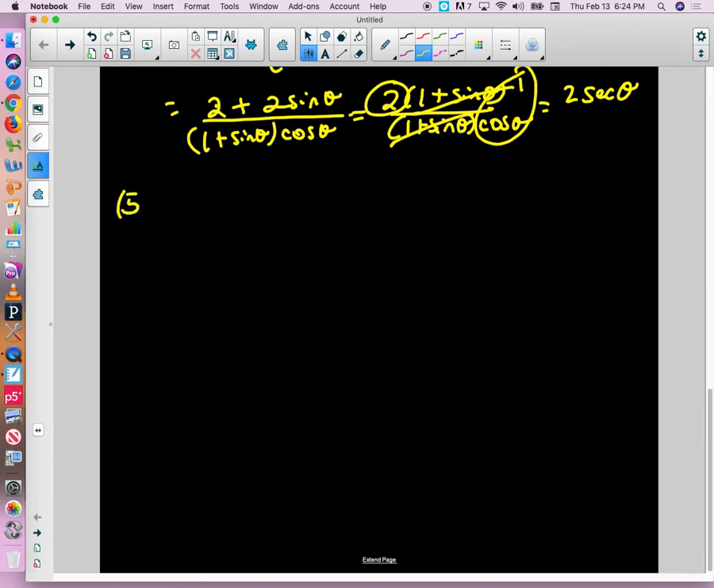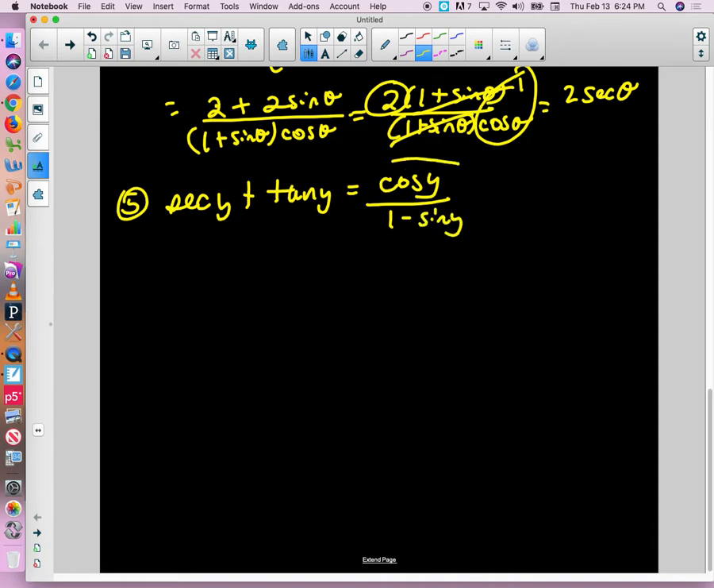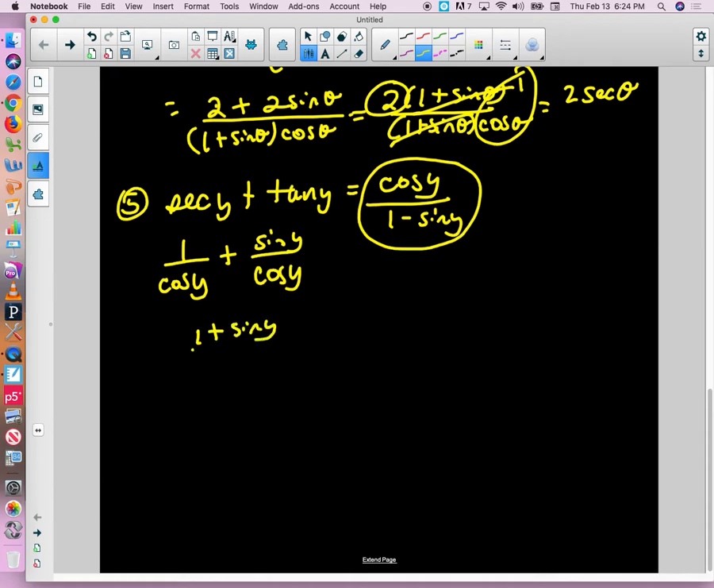Number 5 is secant y plus tangent y equals cosine y over 1 minus sine y. Alright, looking at what I'm wanting, I think a good idea would be to go to sines and cosines. So I'm trying to help you with how I make my decisions. Sine over cosine. Oh, okay, I have a common denominator. So 1 plus sine over cosine. Alright, looking at my prize though, it's upside down and got a negative sign.